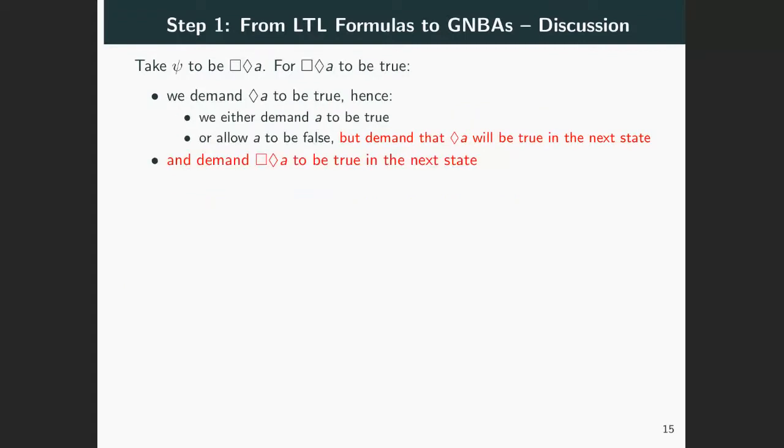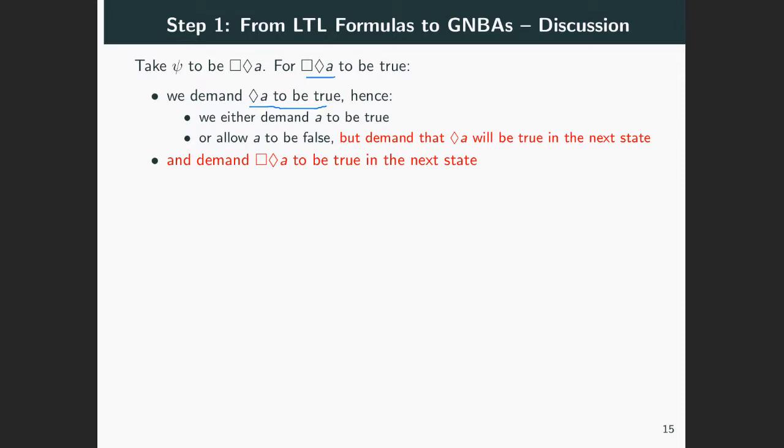What are the possibilities in the current state and what can be postponed? Let us look at another example. Taking the formula psi to be always eventually A. For this to be true, we must demand eventually A to be true, right? Because always eventually A also means right now eventually A. So this is a must. If we want always eventually A to be true, then eventually A must be true as well.